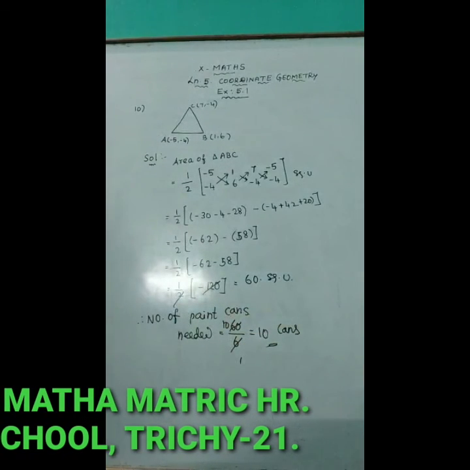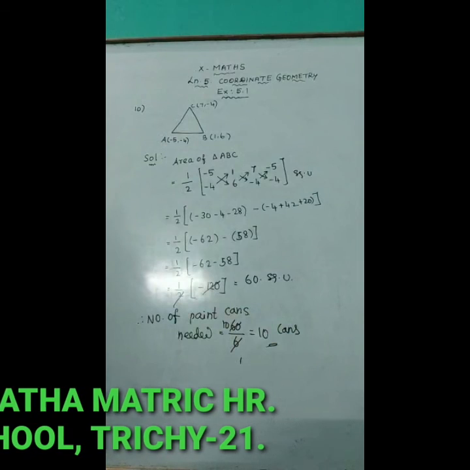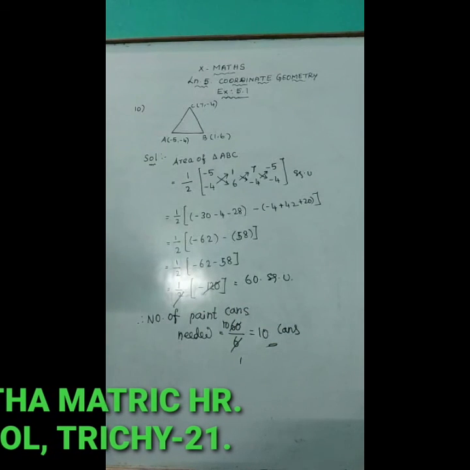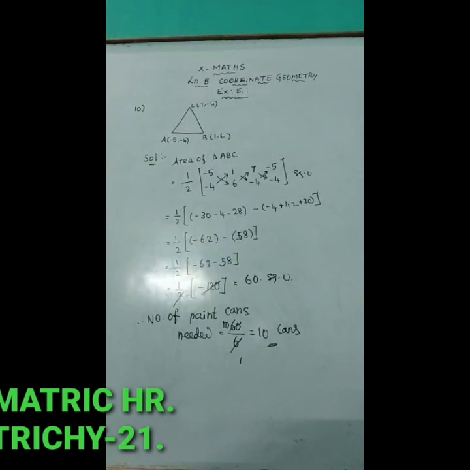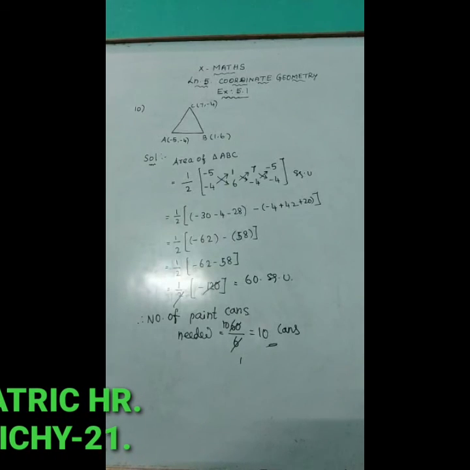So in the triangular shaped glass, 1 coat of paint is applied. To record, the paint cans needed is 10 cans. So this is the solution for the 10th one.